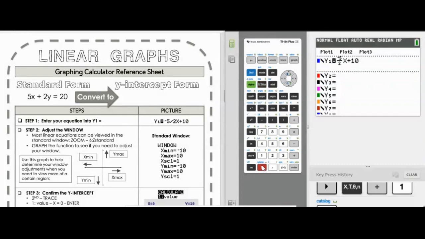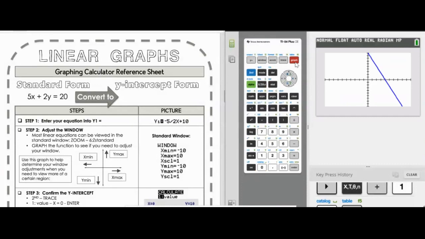Now you're ready to graph. If you'll go to the top right-hand corner of your graphing calculator, you'll see the button that says Graph. Go ahead and push that. The window that we're looking at right now is what we call a standard view. It is set up as a 10 by 10 window. This is perfectly fine for linear graphs. In the future, we may have to adjust our window in order to see our graph better.